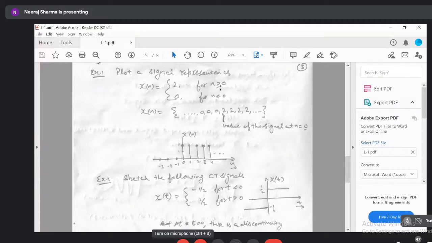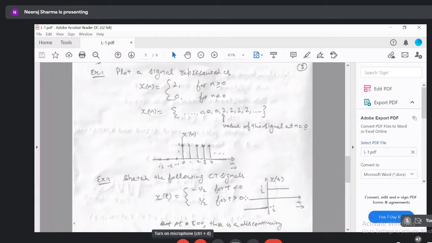बट इसमें हमें बोला हुआ है कि for n greater than or equal to 0, the magnitude of the signal will be equal to 2. That is for all the values up to plus infinity, the magnitude will remain equal to 2. So that's why it is an infinite duration signal.